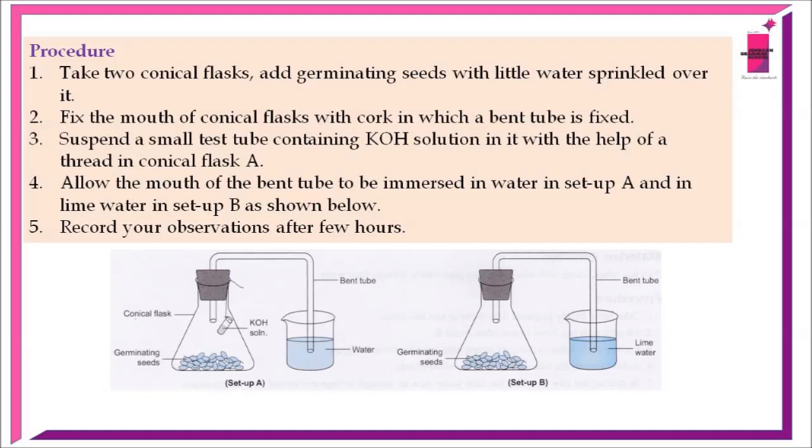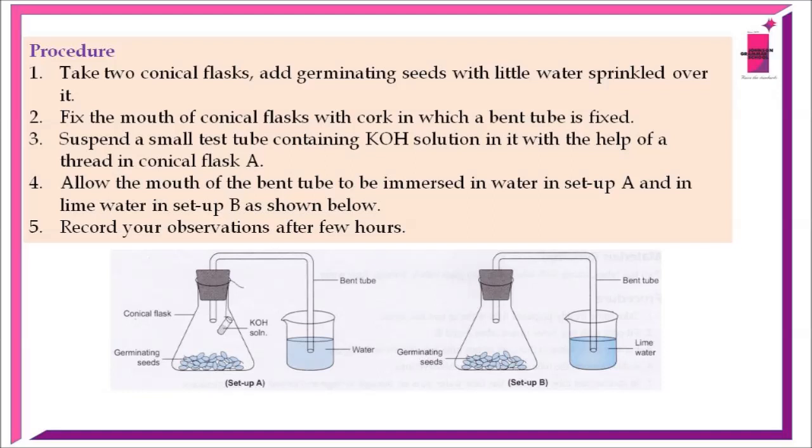Procedure. Take 2 conical flasks and add germinating seeds with a little water sprinkled over them. Fix the mouth of the conical flask with a cork in which a bent tube is fixed. Suspend a small test tube containing potassium hydroxide solution in it with the help of a thread in conical flask A. Allow the mouth of the bent tube to be immersed in the water in setup A and lime water in the setup B as shown in the figure.